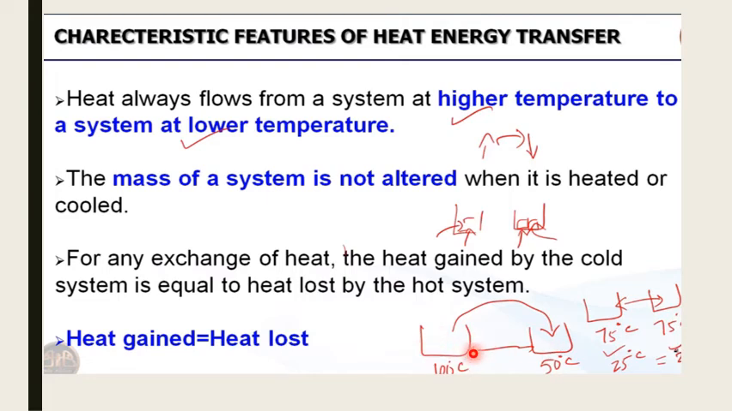Two beakers. So 100 degrees centigrade, 50 degrees centigrade. What will happen? From this first beaker, heat is transferring from higher temperature to the lower temperature. So the first one becomes 75 degrees centigrade, which means the second will also become 75 degrees. So after that, finally it will become equal. It attains thermal equilibrium. So whatever amount of heat is gained, the same amount of heat is lost. Both are equal.